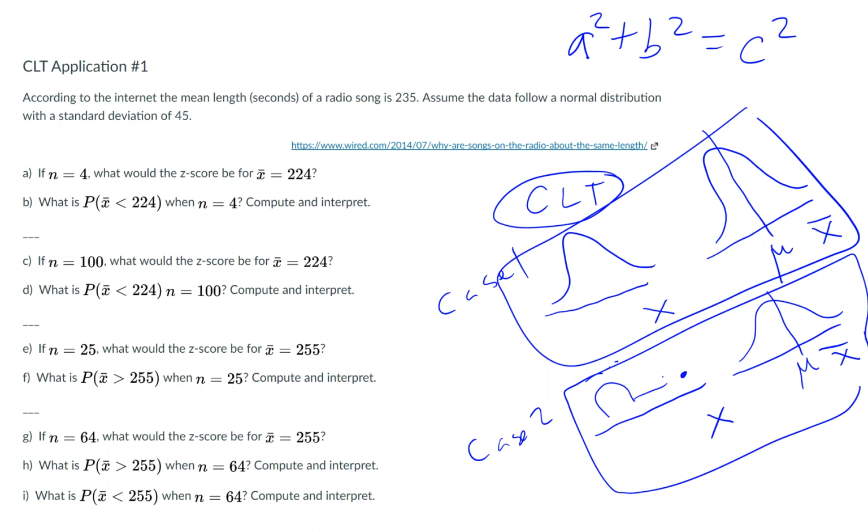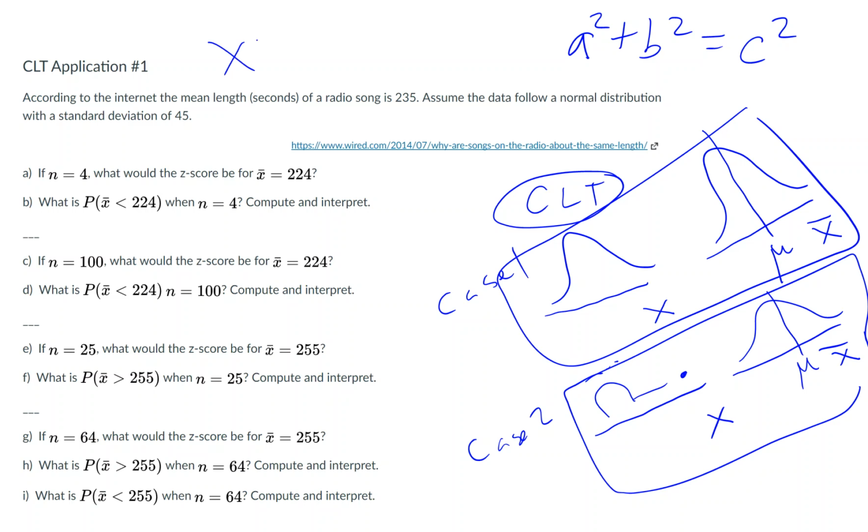Now the question is, this is a pronoun game. You're always going to get a normal distribution. So it will be normally distributed. What is it referring to? It is no longer referring to x. It is referring to x bar.